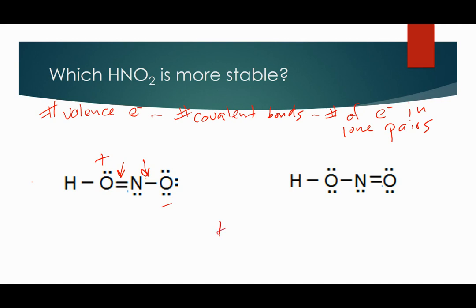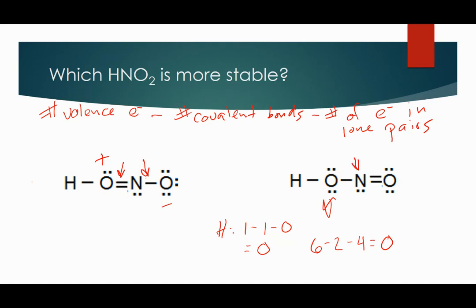So let's look at the formal charges now of our second structure. Hydrogen, again, we have 1 valence electron, we have 1 covalent bond, and we have 0 lone pair electrons, which gives us a formal charge of 0. If we're looking at our first oxygen, we have 6 valence electrons available, we have 2 covalent bonds, and we have 4 lone pair electrons, which gives us a formal charge of 0. Oh, this is already looking a little bit better.